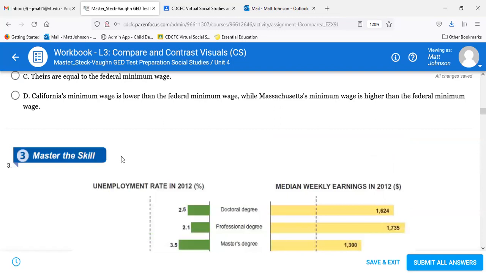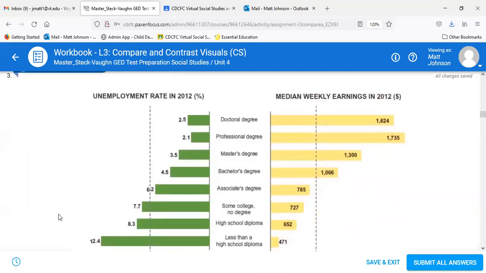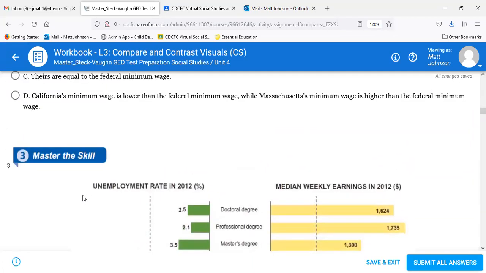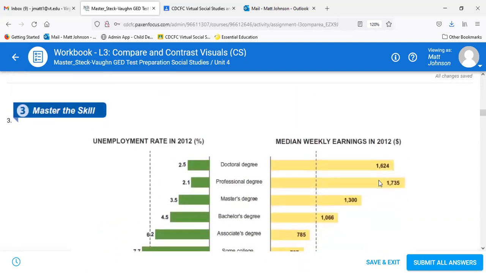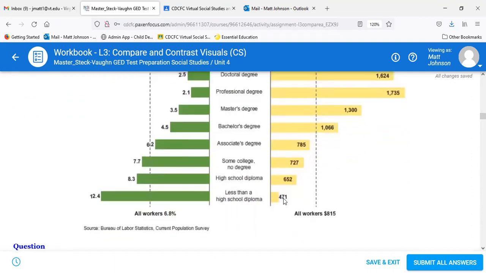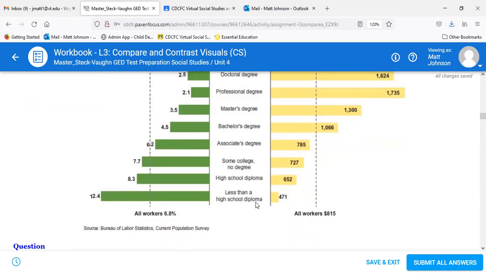So the median weekly earnings in 2012. On the opposite side, how much per week does each of those individuals make on average based on their level of degree? Again, stay away from the PhD because you make more with a professional degree, like a lawyer. That's a juris doctor, which is a professional degree, or I think MDs, medical doctors, also considered a professional degree. And then there's others too. So a master's degree, right? Big jump between master's and bachelor's, decent jump between bachelor's and associate's, on down until less than diploma. So $471 is about the median weekly earnings for a person with less than a high school diploma in 2012.